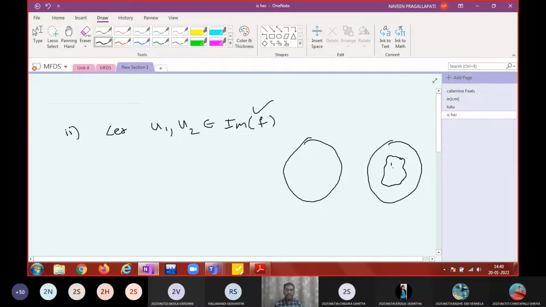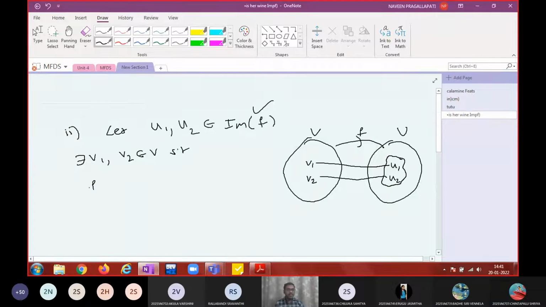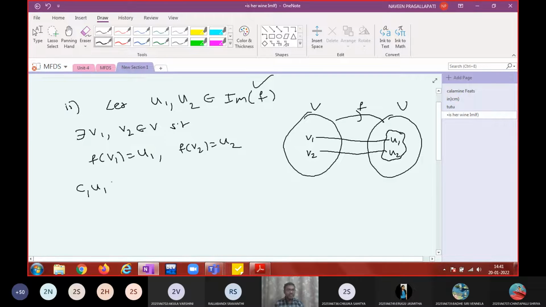Range elements will have pre-images. What are those? v1 and v2. Okay, v1 and v2. So this is V, this is U, this is f. So that means there exist v1, v2 belonging to V such that f of v1 equals u1 and f of v2 equals u2. Now you take a linear combination of u1 and u2. What is c1 u1 plus c2 u2?